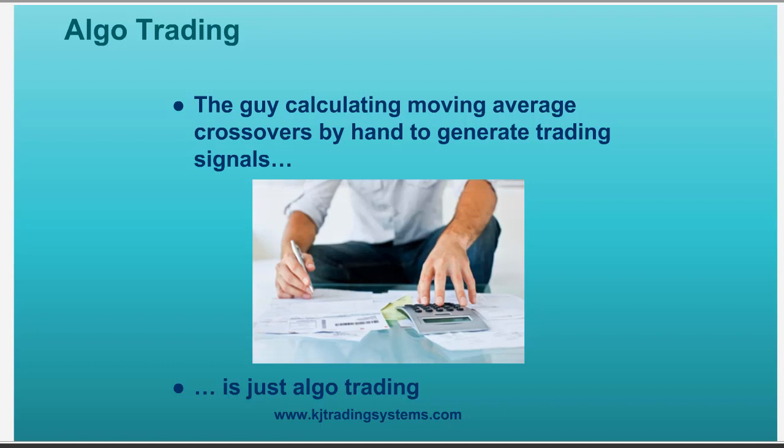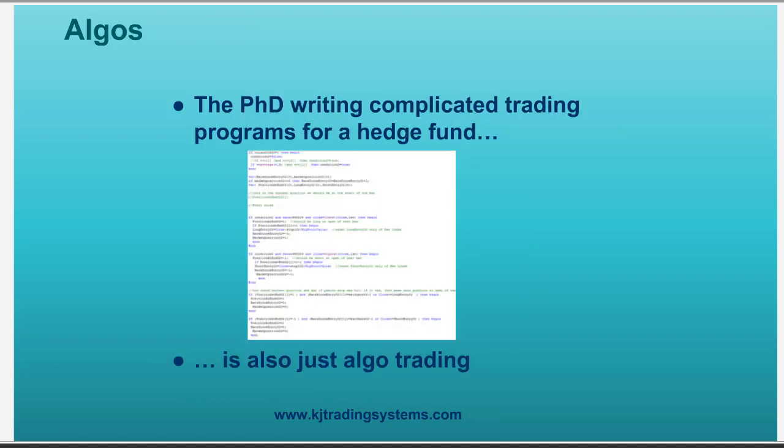So, if you were like I used to be way back when I started, they definitely didn't call it algo trading 25, almost 26, 27 years ago. I was calculating moving averages by hand and writing them down on a piece of paper with the calculator. But that was really just algo trading, right? And the guys working at the hedge funds, hey, they're doing algo trading too. They're writing stuff that's probably a lot more complicated than what we do as retail traders, but they're writing algos.